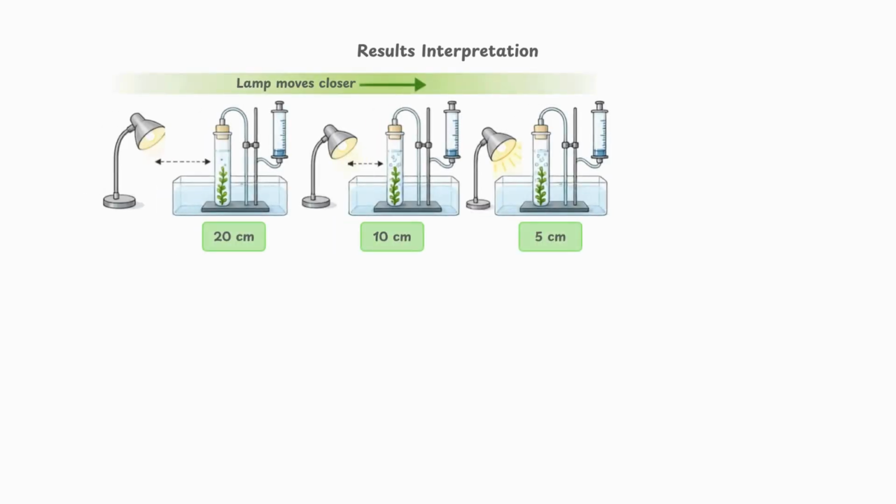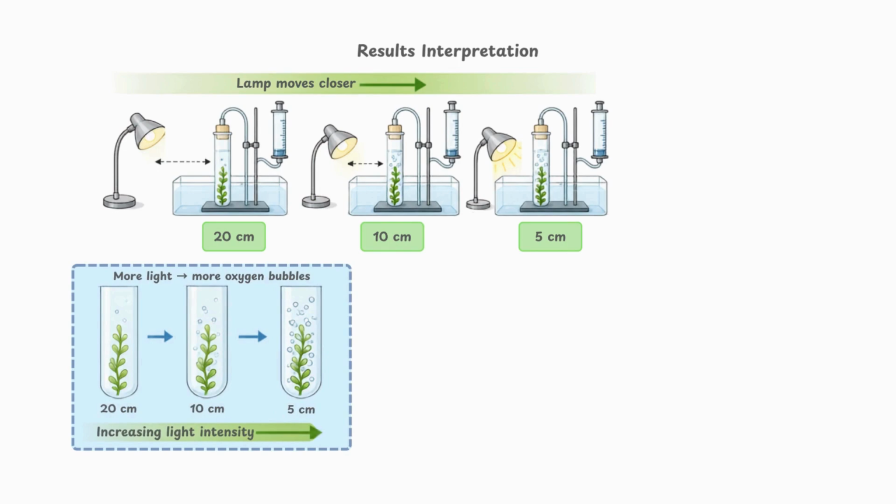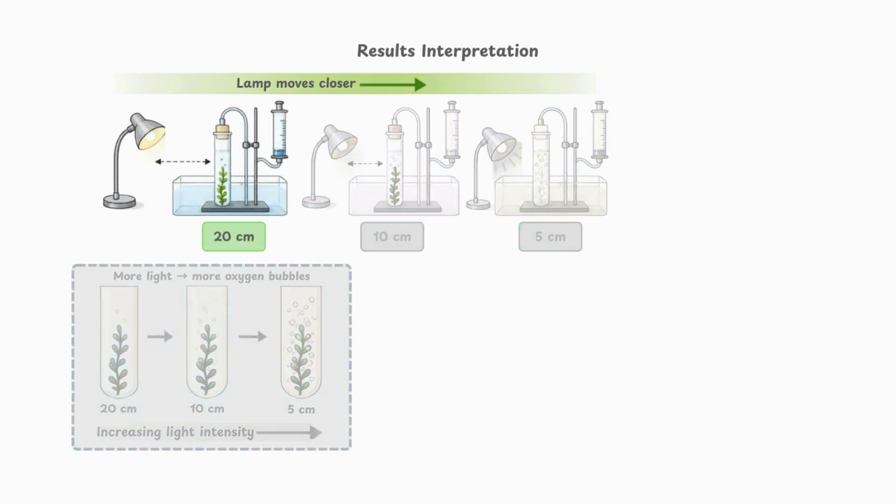Now let's interpret the results from the photosynthesis experiment. As the lamp moves closer to the pondweed, the light intensity increases. We can see this by comparing the three distances: 20 centimeters, 10 centimeters, and 5 centimeters. At 20 centimeters, the lamp is further away, so the plant receives less light. This means photosynthesis happens more slowly, and fewer oxygen bubbles are produced.